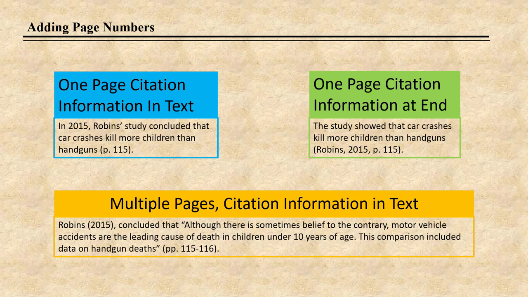To cite a specific part of a source, include information about the specific part, like a page number. Individual page quotations should begin with a p period, while multiple page numbers should begin with a pp period. A comma and a space should separate the publication date and page number.